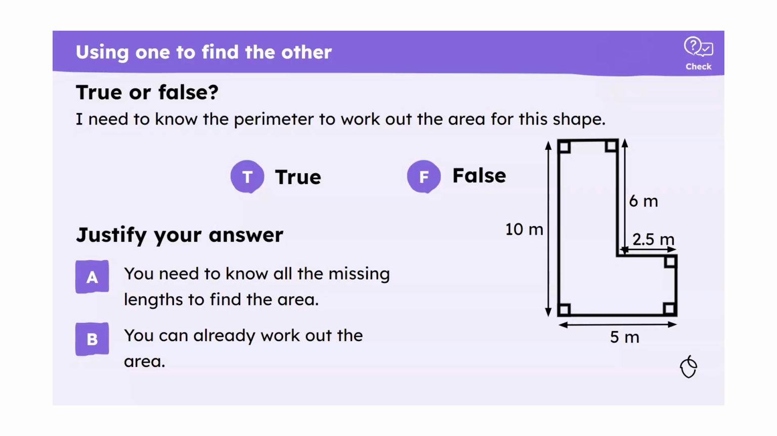Welcome back. Which one did you pick? It's false. You can work out the area right now. In fact, we could use method 2 from our lesson on calculating the area of composite rectilinear shapes. Method 2, remember, was to complete the rectangle. So we could do 10 multiplied by 5 and then subtract the area that we added in, which would be 6 multiplied by 2.5. So you can actually work out the area right now. You don't even need any of the other side lengths.